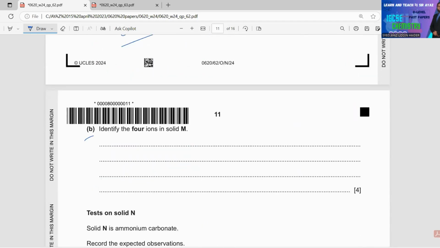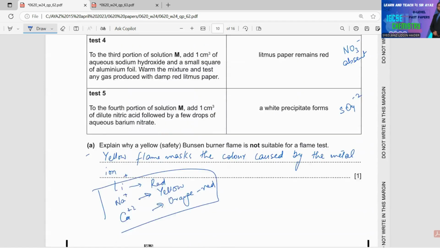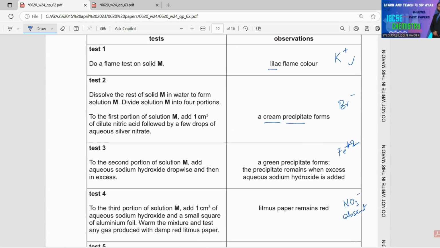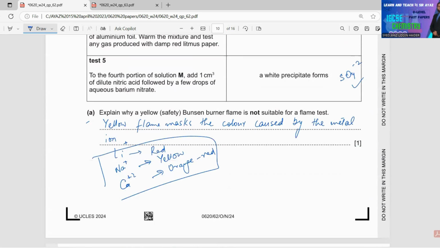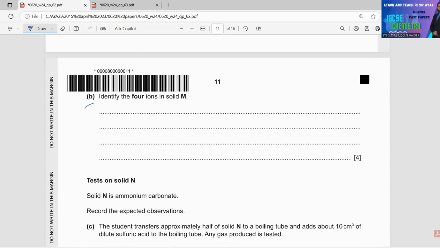B. Identify the 4 ions in solid M. So we have identified K+, Br-, Fe2+, and SO4 2-. So I'm going to write the formula or the name. K+, you can write potassium, Br-, or bromide. Never write bromine, write bromide.